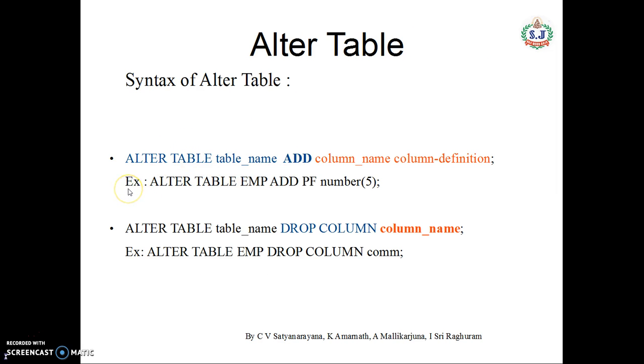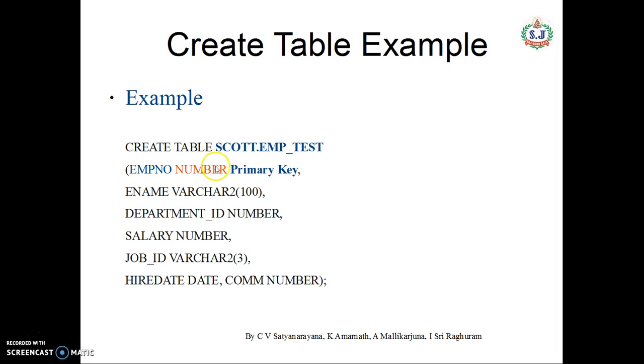So the example says create table scott.emp_test, employee number of type number, primary key. Employee name varchar2 of 100, department ID number, salary number, job ID varchar, hire date as date, and commission as number. So these are the columns that I have created in a table called emp_test, which is restricted to the schema called Scott, nothing but the user called Scott, which is a default user ID in Oracle.